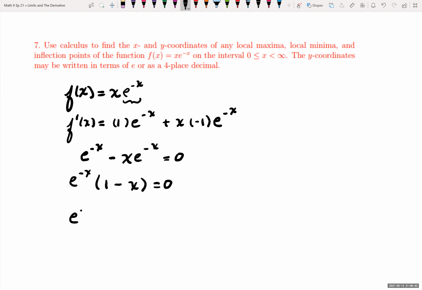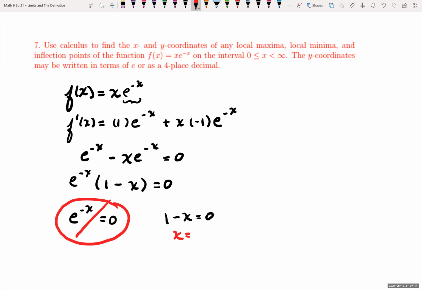I'm looking at when e to the negative x equals 0, and when 1 minus x equals 0. But e to the negative x never equals 0. If we take the natural log of both sides to get rid of the e, we would have the natural log of 0, which is undefined. So this is never equal to 0. And then 1 minus x is equal to 0 when x is 1.